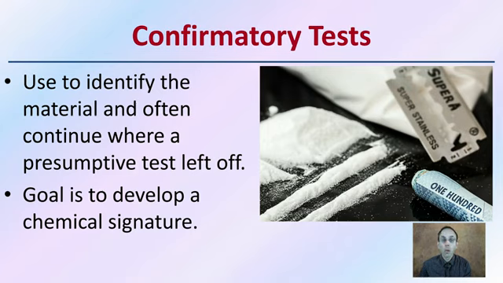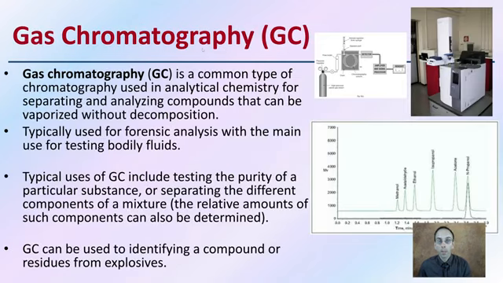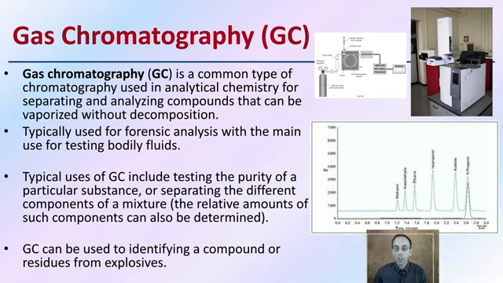Then we get into what we call confirmatory tests, and these are used to identify the material and often continue where a presumptive test left off. The presumptive test will give us a general idea, and then the confirmatory test will tell us exactly what it is, or that's at least the intention, is to develop a chemical signature and then match that up with a particular type of substance. Now, one example that might be used here is called gas chromatography, or GC. This is very commonly used in laboratory settings.